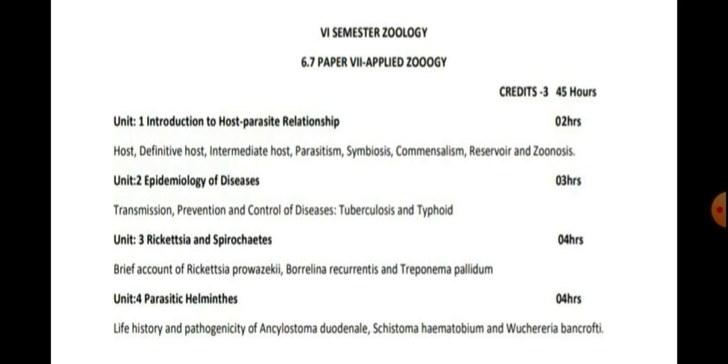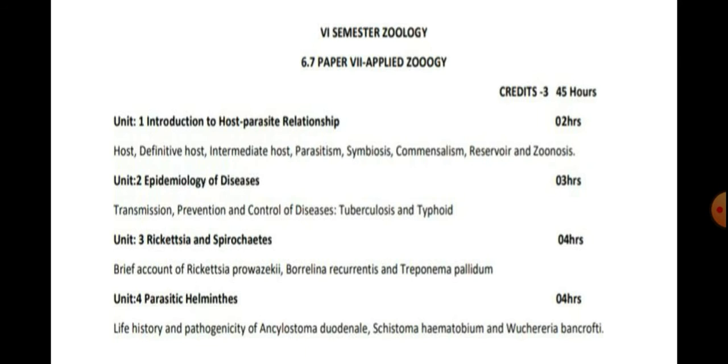Then in unit 2, which is for 3 hours, you'll be studying epidemiology. What is epidemiology? This is the branch of medicine which deals with incidence, distribution, possible control of diseases and other factors related to the particular disease. Here you'll be studying the transmission, prevention and control of diseases. You'll be studying 2 diseases in this particular unit, tuberculosis and then typhoid.